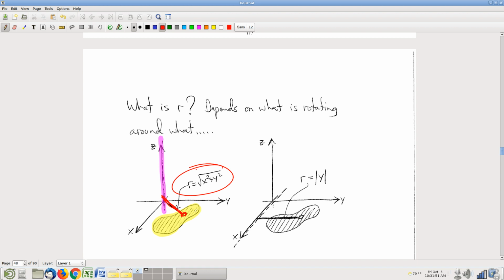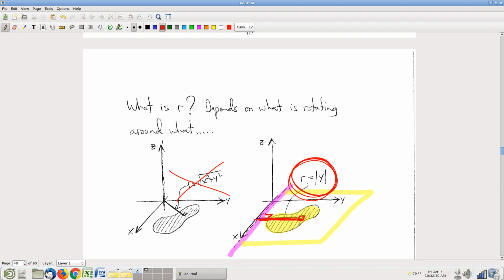Notice this other circumstance where you're rotating around the x-axis, let's say. And again, you have a region that's in the xy plane. Well, what is the formula now for the distance from a little piece of this mass over to the axis? Well, now the distance is like that, right? The distance to an axis is measured perpendicularly, and that distance is no longer square root of x squared plus y squared. That would be wrong. Now the formula is just the absolute value of y.